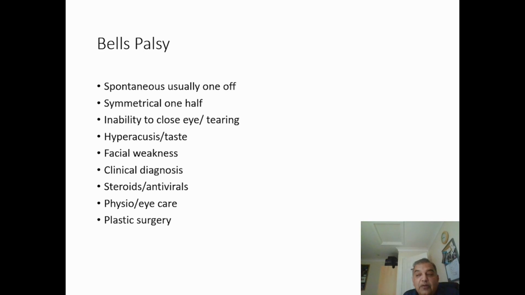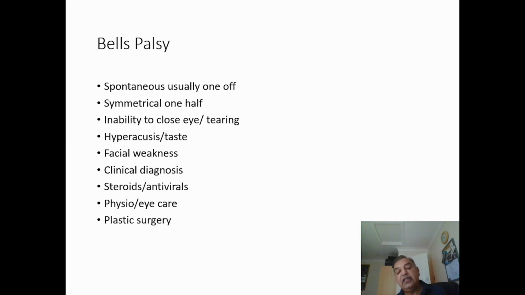They can have hyperacusis, especially if the nerve to the stapedius, which is a part of the facial nerve, gets affected, or there can be a loss of taste if it's proximal to the chorda tympani, which subserves taste from the anterior 2/3 of the tongue. They develop facial weakness. It's mainly a clinical diagnosis. You don't need electrodiagnostic studies to diagnose Bell's palsy. We generally put the patient on a course of steroids and taper it down over 2 to 3 weeks.